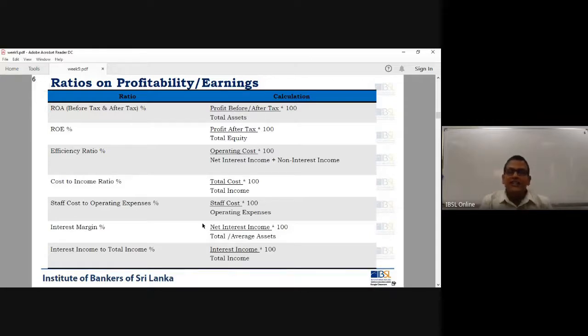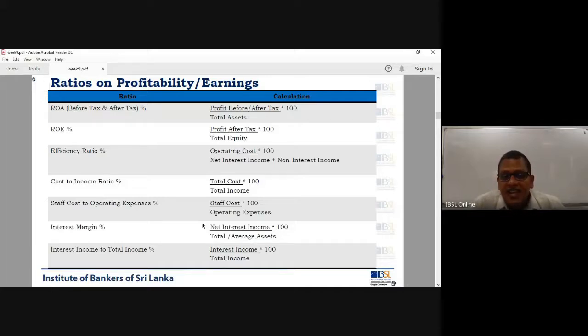Then we are calculating this return on asset ratio based on the profit before or after tax divided by the total assets. Actually, we are calculating profit before interest and tax, PBIT, divided by the total assets, multiplied by the 100. So that is one of the ways. This is before tax ROA. Sometimes we are calculating after tax ROA as well.